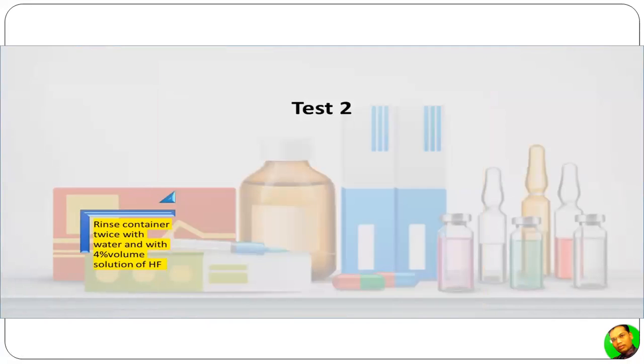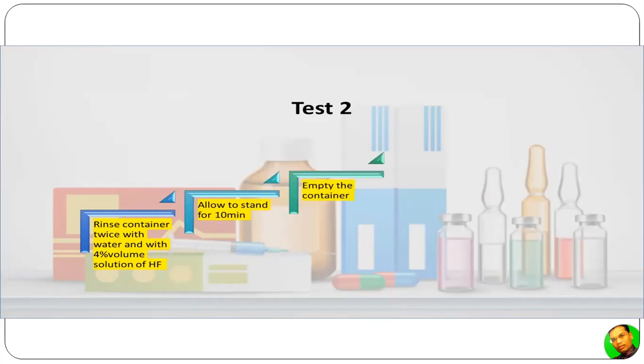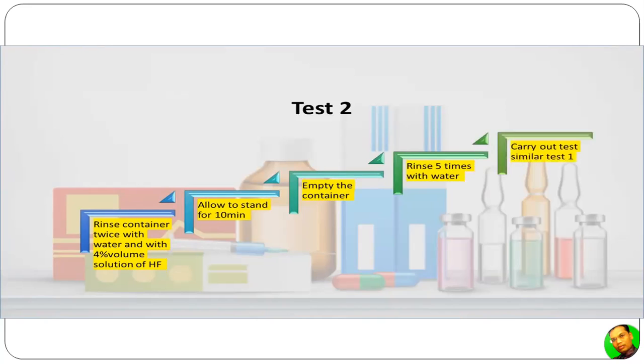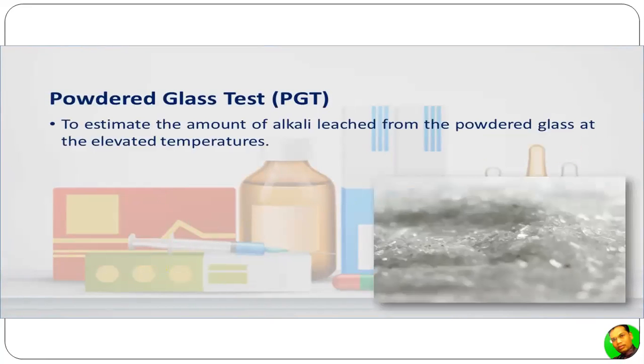As far as test 2 is concerned, it starts with rinsing the container twice with water and with 4% volume solution of HF. Then allow it to stand for 10 minutes. Empty the container, rinse it 5 times with water, and carry out the test similar to test 1. The next test is the PGT.